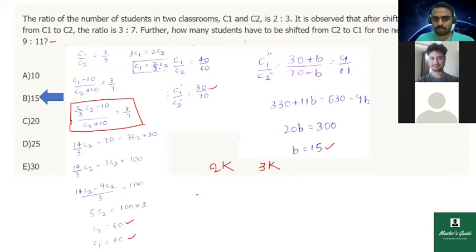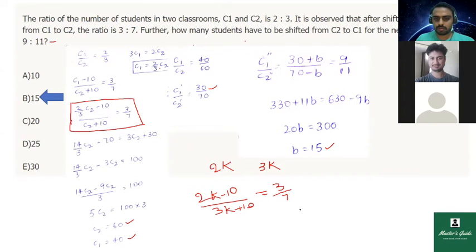So with that being said, we have to do (2K minus 10) by (3K plus 10), which is basically what she did, equal to 3 by 7. When you solve for this, you get the K value, and accordingly you know the numbers are 30 and 70, which are C1 and C2 after the shifting is done.